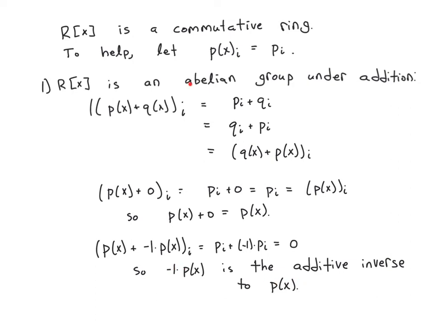So we managed to show that we have an abelian group because we showed addition is associative, commutative. We figured out that the additive identity is called the 0 polynomial, and we figured out that the additive inverse just corresponds to negating all the coefficients in your polynomial.